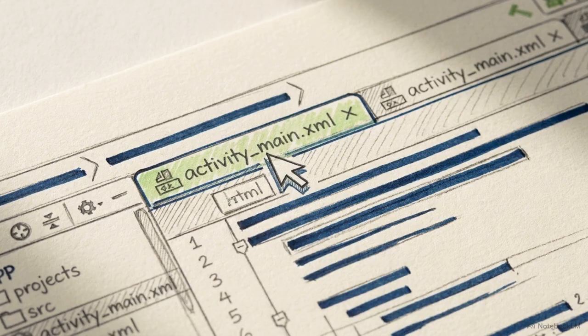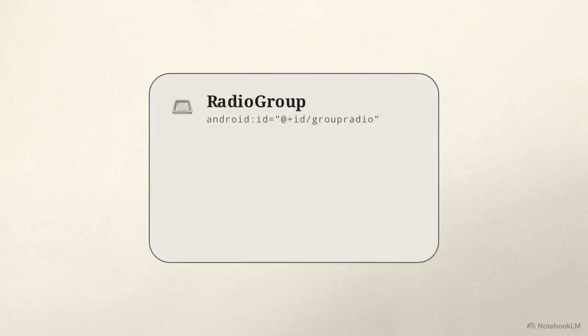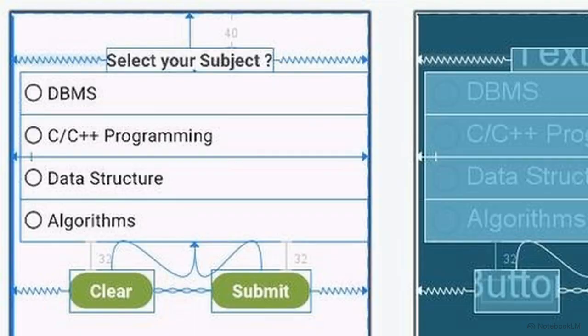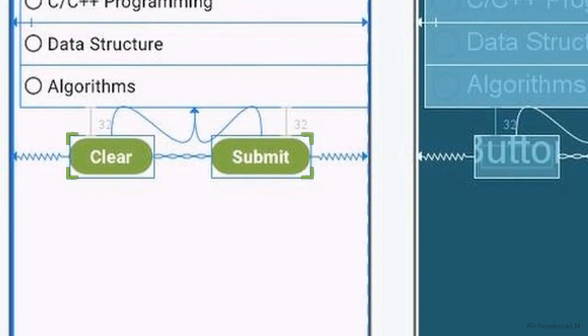Let's build the interface. Open activity_main.xml to access the visual layout editor. This blueprint view shows us exactly how our user interface components stack and align. Everything is organized inside bounding boxes that keep the layout structured. First, we place a text element at the top. This will display our quiz question: Select your subject. Below the text, we add a RadioGroup widget. When building a multiple-choice prompt, a RadioGroup ensures that a user can only select one option at a time. Inside that RadioGroup, we nest 4 individual radio buttons, one for each of our possible subjects. Finally, we place 2 standard buttons at the bottom of the screen, one to clear the selection and one to submit the answer.